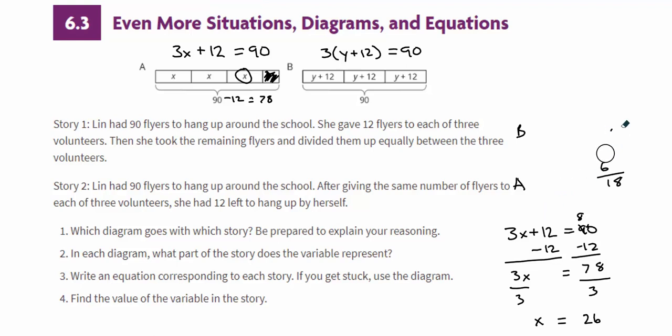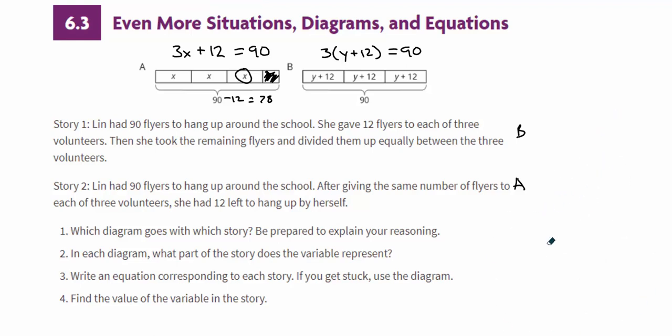Okay, let's look at B. How are we going to solve B? B is 3 times the quantity of y plus 12 is equal to 90. Okay. So if I take this 90, this is equal to 90. If I take that 90 and divide it into 3 equal parts, that means that one of those parts is equal to y plus 12.